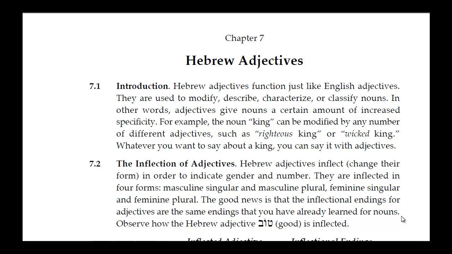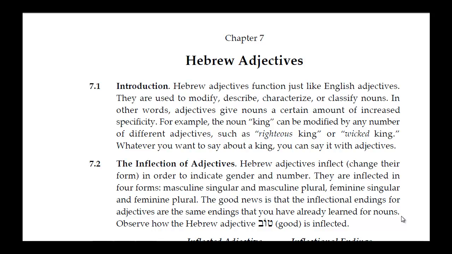Hebrew adjectives function just like English adjectives, in which they basically modify or describe a noun. So basically, if we want to have the word king, but we want to be more specific what type of king, we would say a righteous king or a wicked king. And so this adjective, righteous or wicked, says something about what type of king it is.